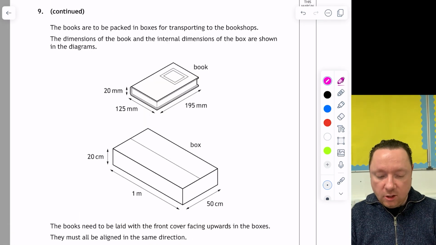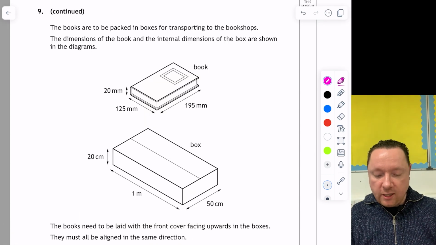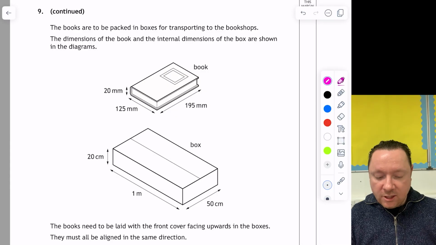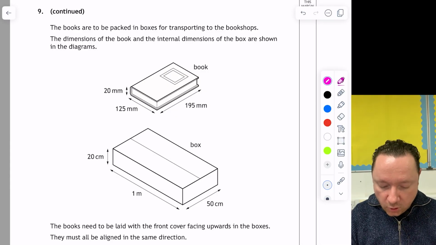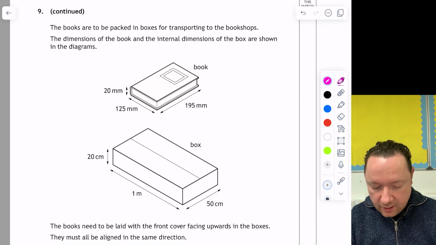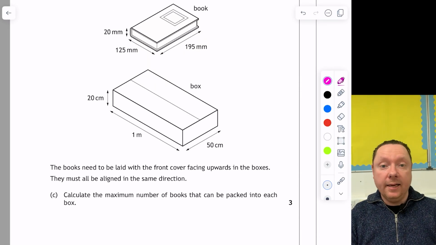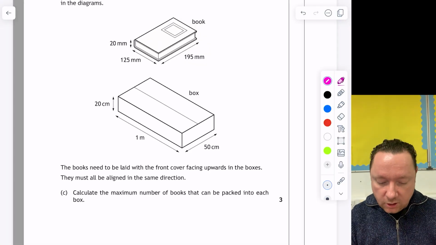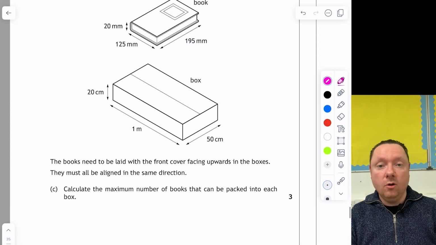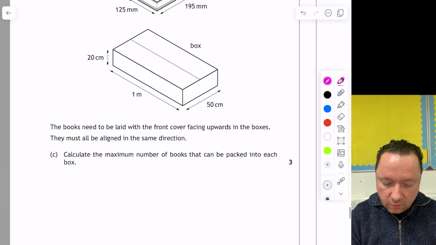Okay, question 9 continued. The books are to be packed into boxes for transport to the bookshops. The dimensions of the books and the internal dimensions of the box are shown below. The books need to be labelled so the front cover is facing up. Calculate the maximum number of books that can be packed into each box. So this is a box packing question, and usually we will limit it so you don't have to do all the options. But essentially, here's how I do this.